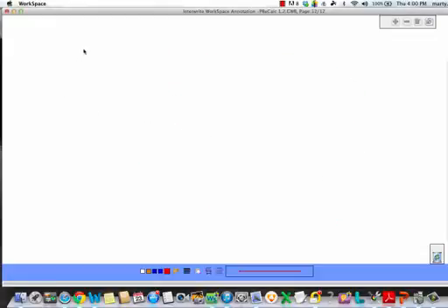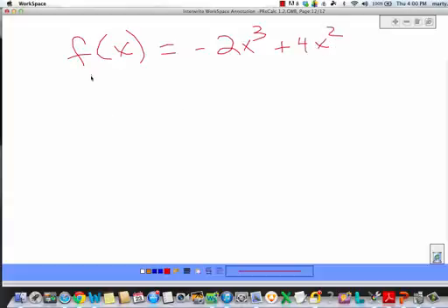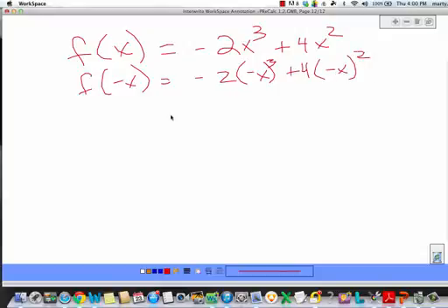What's an example of one that would be neither? I can do one of those for you. What if we had f of x equals negative 2x cubed plus 4x squared? How do we check? We change them all to negatives. Negative 2 times negative x cubed plus 4 times negative x squared. So I get negative 2 times negative x cubed, which turns that negative, a negative times a negative, which is a positive 2x cubed. And now when I square this negative sign, it goes away, and I end up with plus 4x squared.